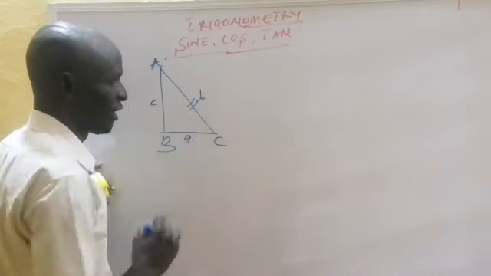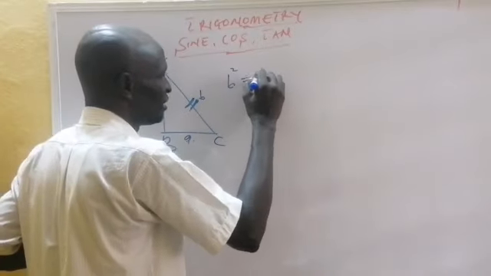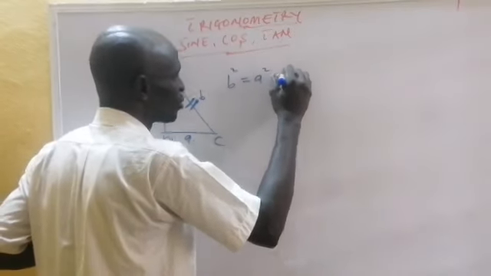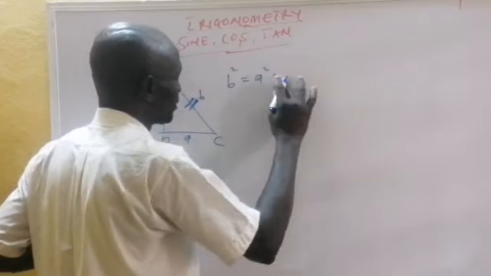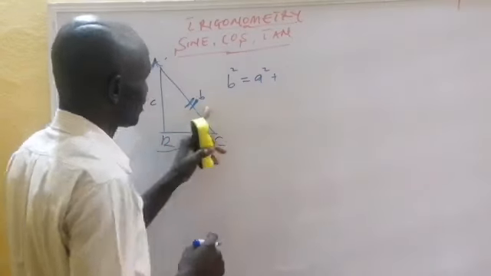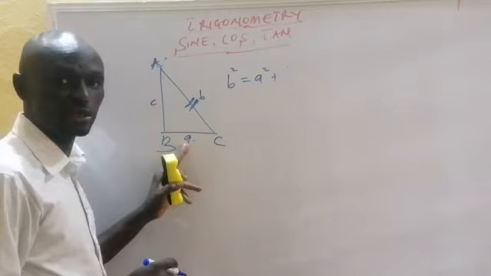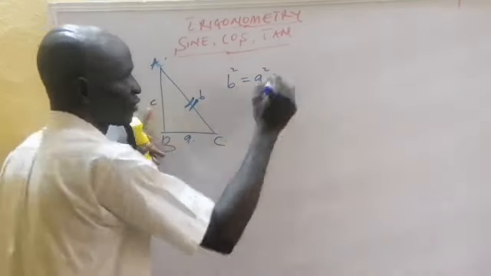Small a. Pythagoras theorem states that the square of the longest side is equal to a squared plus what? c squared. That is b squared is equal to a squared plus c squared.